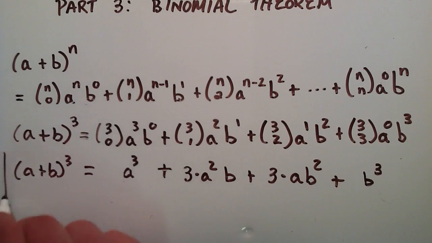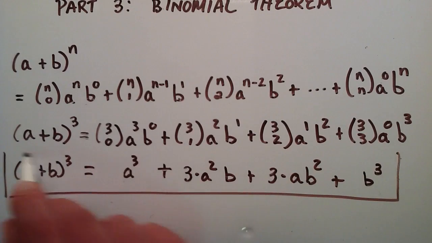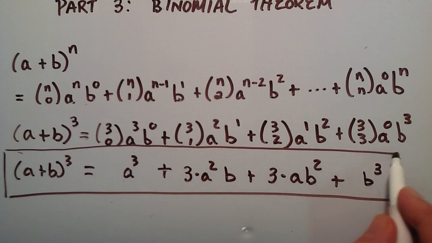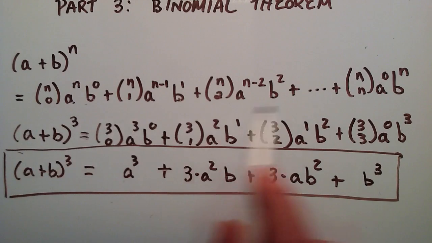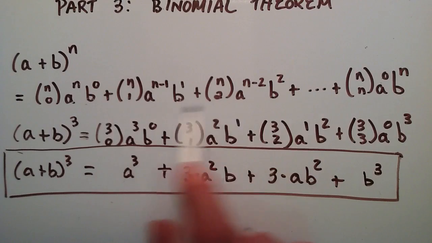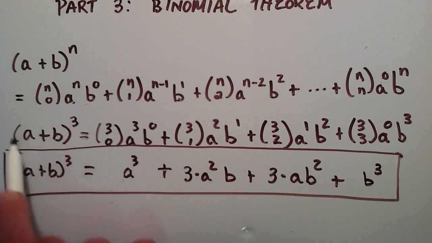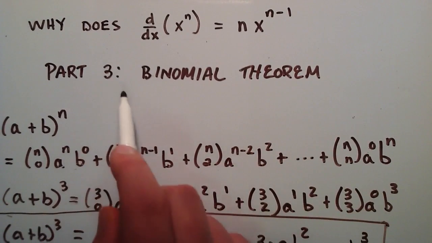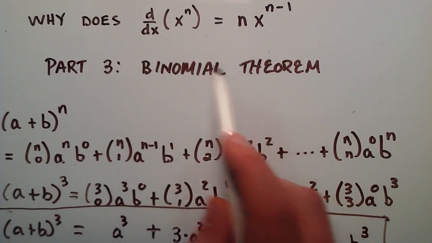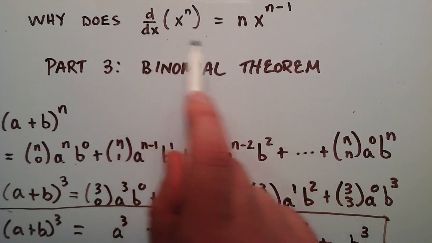Anyway, that's how to use the binomial theorem, and that was a quick example of how to do it. Hopefully you understand the pattern behind this now, and you understand what this means when you need to calculate something in this form. We're going to be using the binomial theorem in part 4 in the next video so that we can explain why this up here is true.